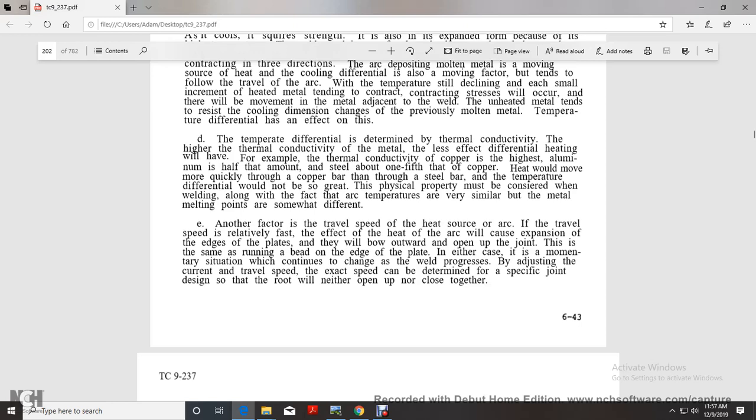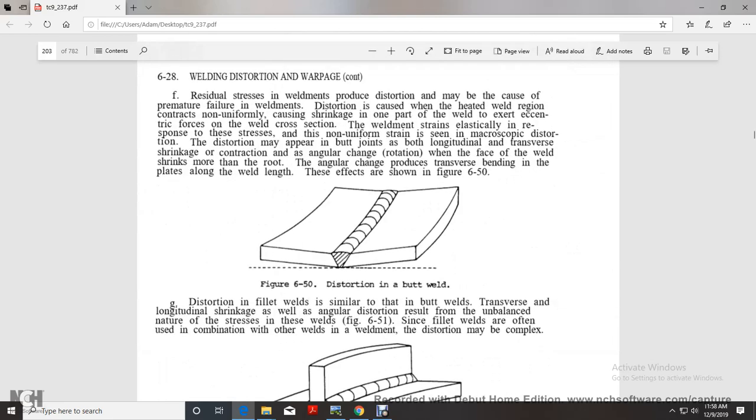Another factor is the travel speed of the arc. With a relatively fast speed, the effects of the heat of the arc will cause expansion of the edge of the plate. This will blow outward to open up the joint, and this is the same in running a bead along the edge of the plate. Welding progress is controlled by adjusting the current and travel speed. The exact speed can be determined by the specific joint design, whether the root is open or closed together. Welding distortion and warpage, continued.